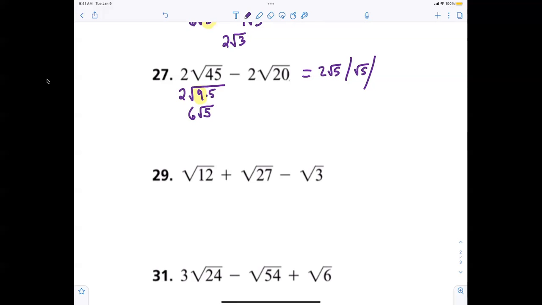Now, of course, when you say radical 20, you're going to tell me that's what? 5 times 4. And which one of those is a perfect square? 4. So what's the square root of 4? There's already 2 out in front, so that makes it a? Negative 4. Thank you.